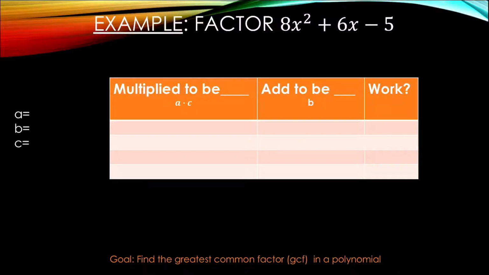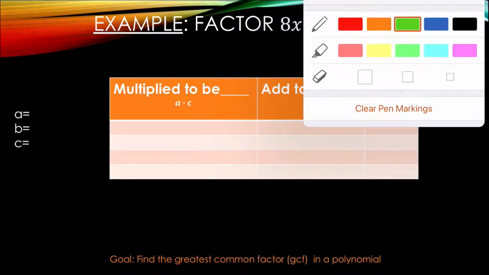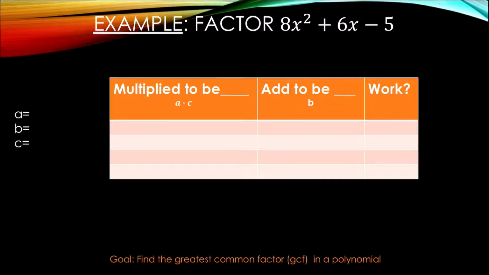So let's do an example, because that's a lot. Okay. So first off, I'm going to identify my A, my B, and my C. There's A, there's B. Make sure we include that negative for C. So A is 8, B is 6, and C is a negative 5. So multiplied to be whatever A times C is. So A times C is going to give me a negative 40. Okay, and I'm going to say what's all my things that multiply to give me 40.